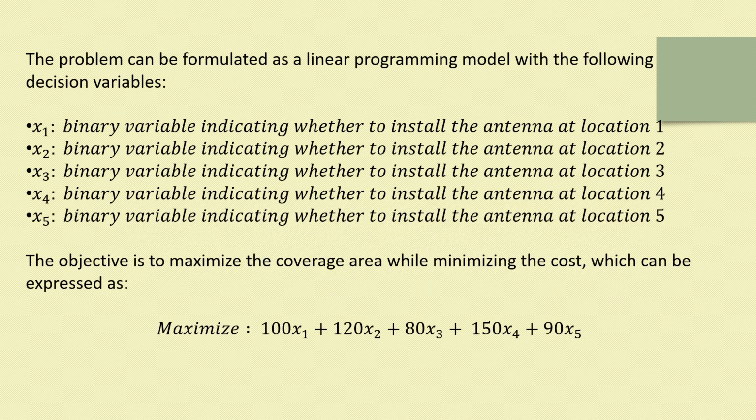So first we'll choose the decision variables, and we'll take x1, x2, x3, x4 and x5 as the decision variables indicating whether to install the antenna or not, and here we take them as binary values, where 1 means we install the antenna and 0 means we are not installing the antenna there. So the objective function is to maximize the coverage area while minimizing the cost, which can be expressed as maximizing 100x1 plus 120x2 plus 80x3 plus 150x4 plus 90x5. We have to maximize this value.